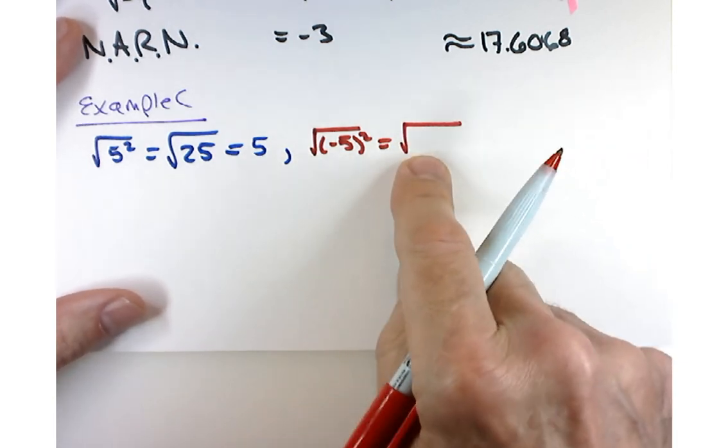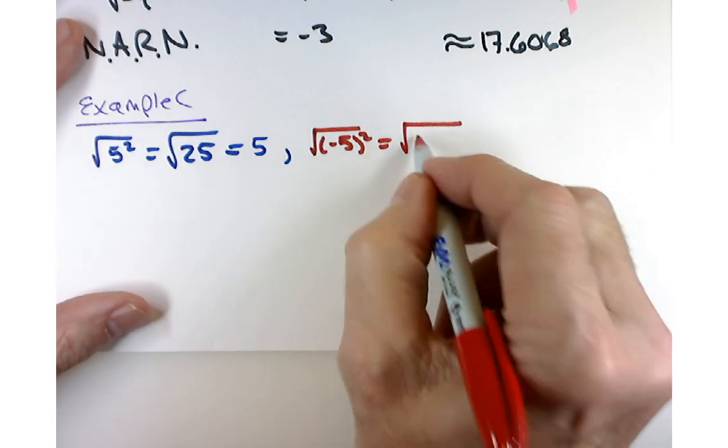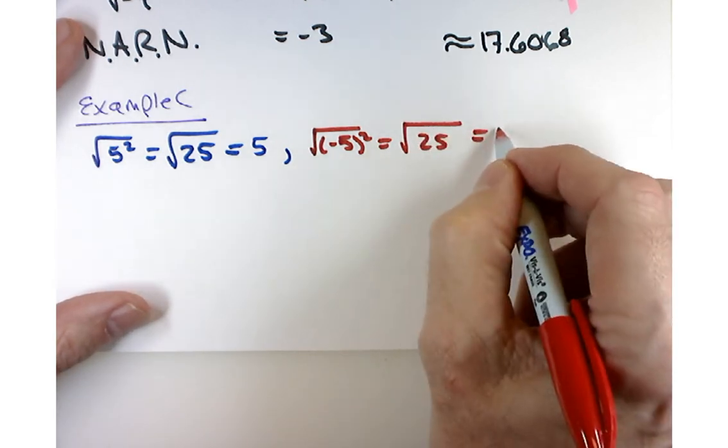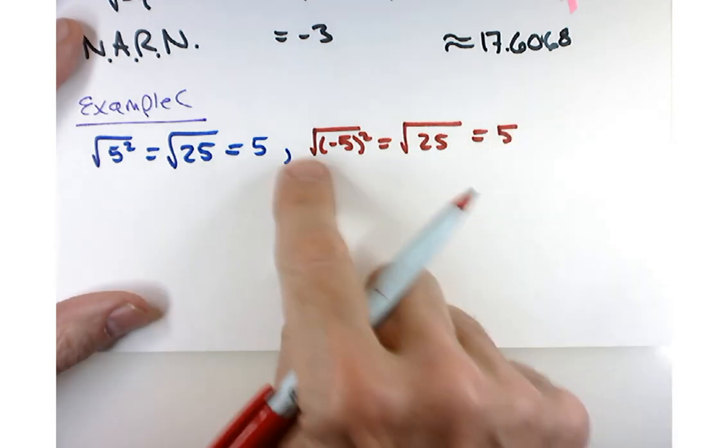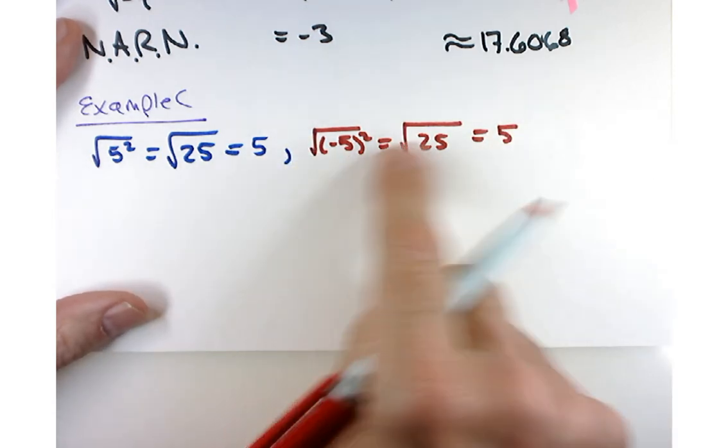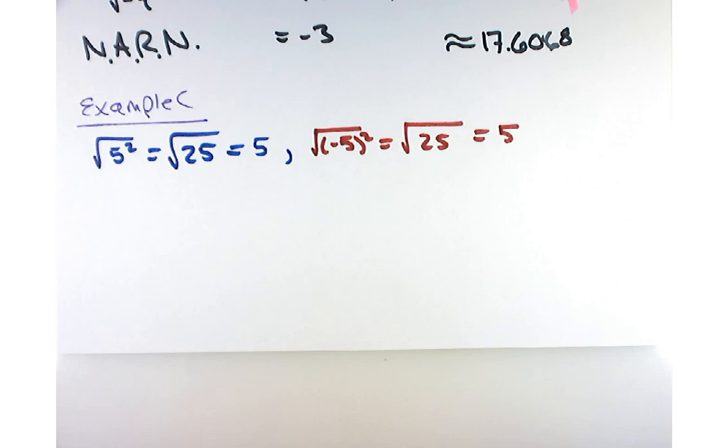Negative 5 squared, 25. And the square root is? Plus or minus 5. It'd just be 5, because I didn't put the plus or minus out here, so I'd just be looking for the positive root there. But thank you, though. That's very conscientious to think about positive and negative roots there.